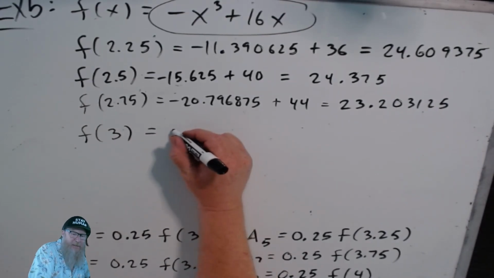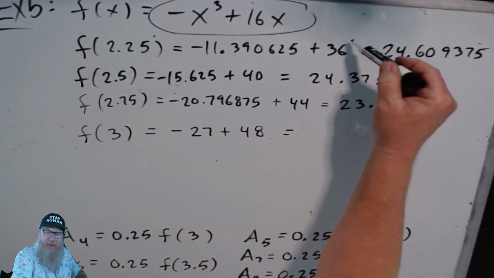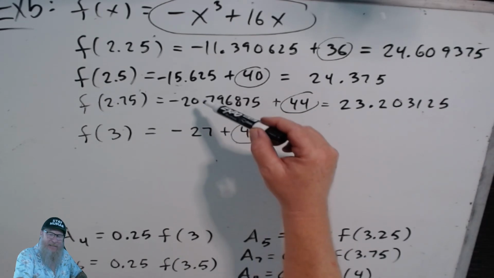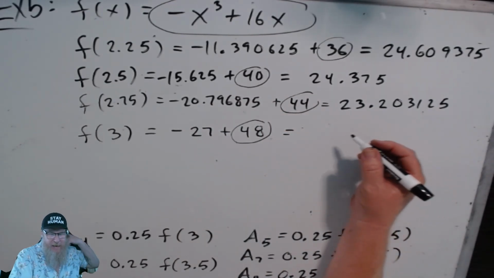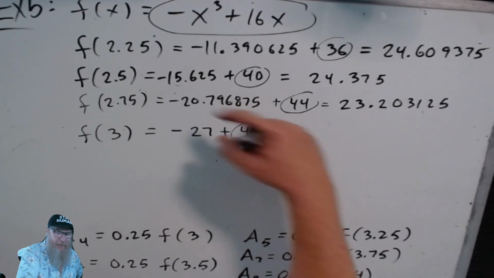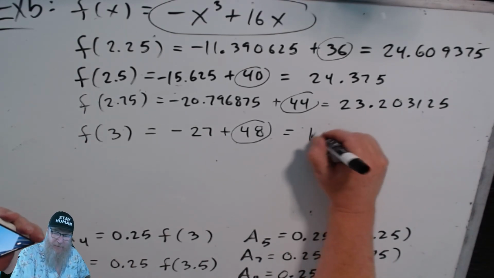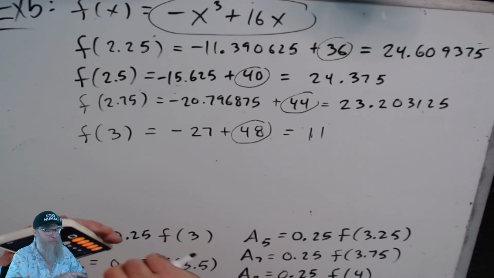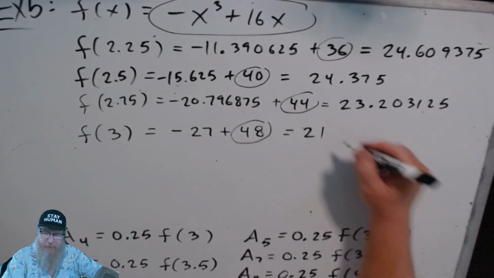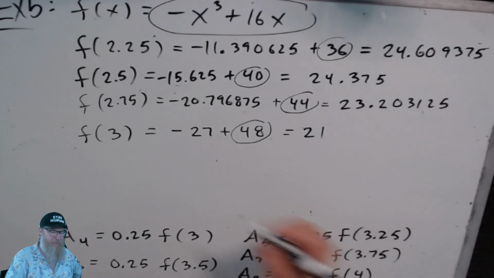F of 3 will be pretty easy. That'll be negative 27 plus 48. You see the pattern? There's a little bit of a pattern here. Look, 36, 40, 44, 48. Oh, the decimals, I don't really see much of a pattern. Negative 27 plus 48. My brain is getting tired. You guys screaming at me. It's 11. It's 11. 48 minus 27. It's not 11. It's 21. My brain is losing it. 21. I was thinking 37 and 48.